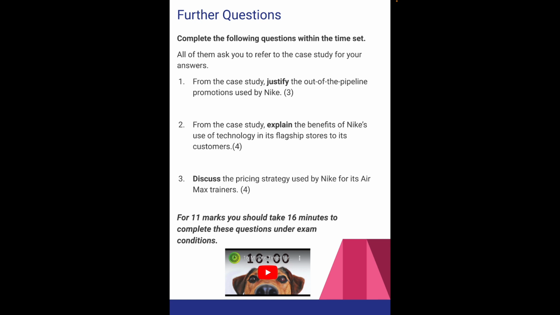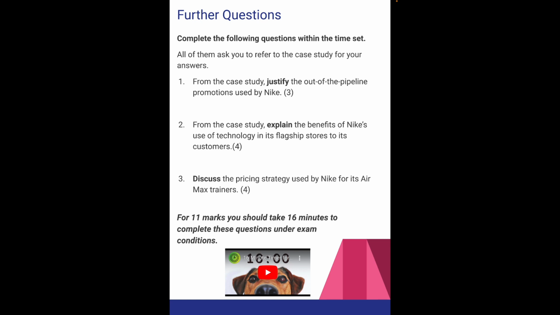And the final question is asking you to discuss the pricing strategy used by Nike for its Air Max trainers. So again, you need to look at the section with regards to pricing and be able to figure out which pricing strategy it is. Now the question is asking you to discuss the strategy. So in this instance, you can gain 1 mark for the definition and you can gain marks for advantages and disadvantages. Had the question said discuss the use of the pricing strategy, then there would be no definition marks available.